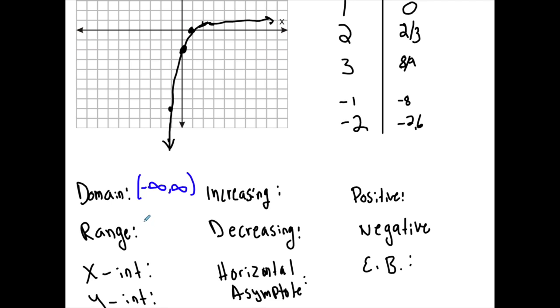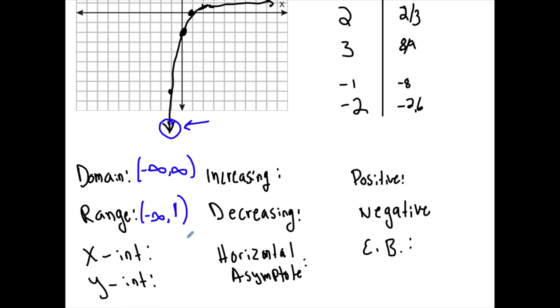So on one side, we're always going to have some form of infinity. In this case, it's negative infinity, and I know that because of the downward facing arrow. And then there's going to be a max number. In this case, there's 1. But the difference here is we're now going to put a parenthesis on the 1.